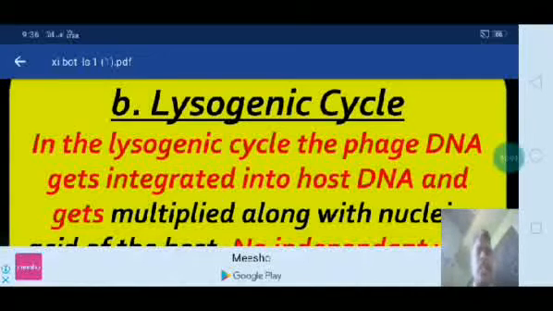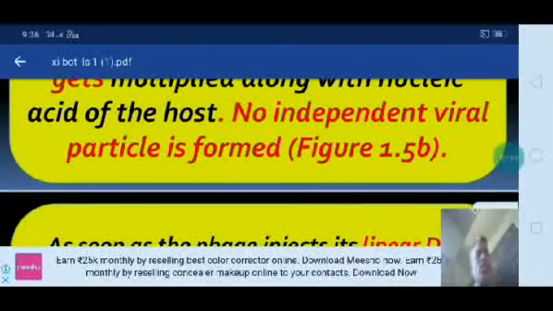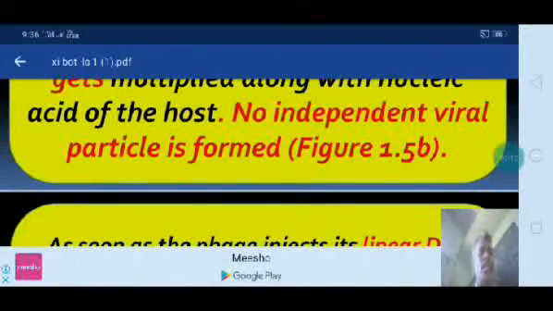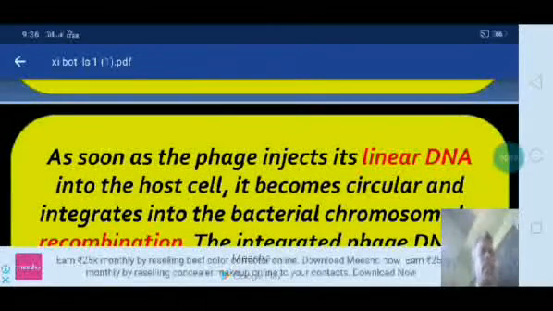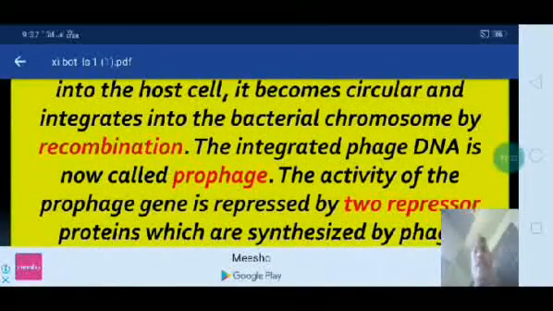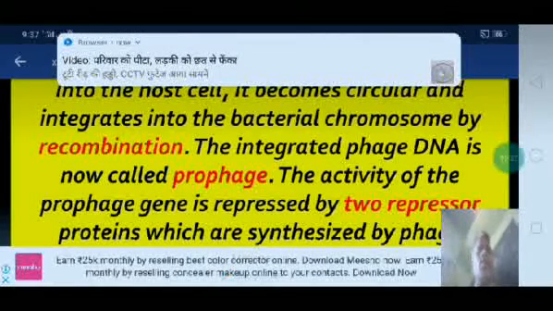Lysogenic cycle: phage DNA gets integrated into the host DNA of bacterial cells and gets multiplied along with the nucleic acids of the host. No independent viral particle is formed. As soon as the phage injects its linear DNA into the host cell, it becomes circular and integrates into the bacterial chromosome by recombination. The integrated phage DNA is now called prophage.